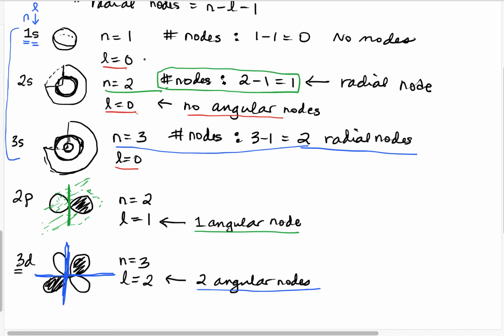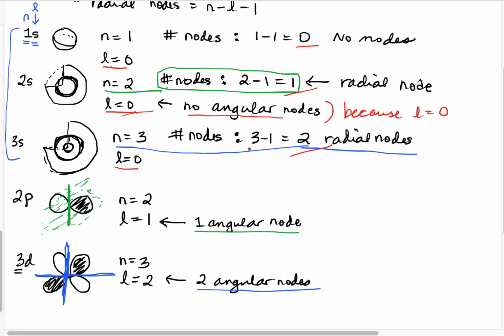It's the number of radial nodes, right? And it's because our n is increasing. So we went from 0 radial nodes and 0 angular nodes to 1 radial node, still 0 angular nodes, to 2 radial nodes. And these have no angular nodes because L is equal to 0. Any s orbital that we have is not going to have any angular nodes.